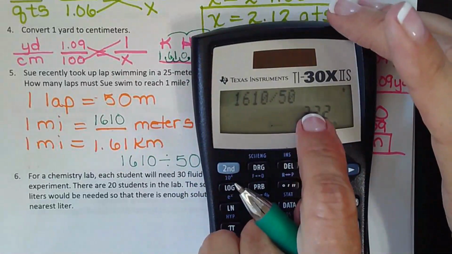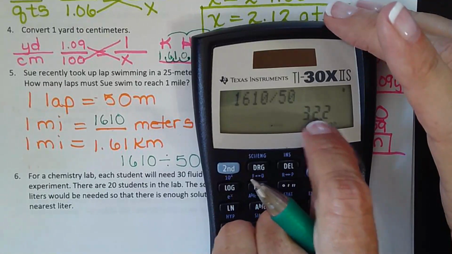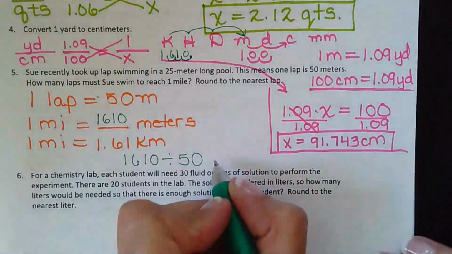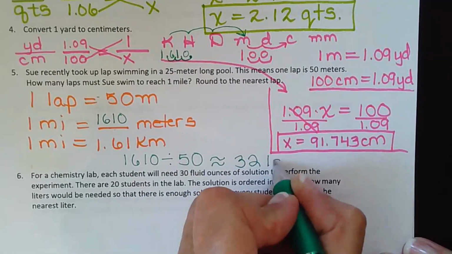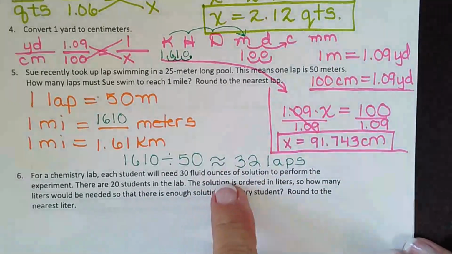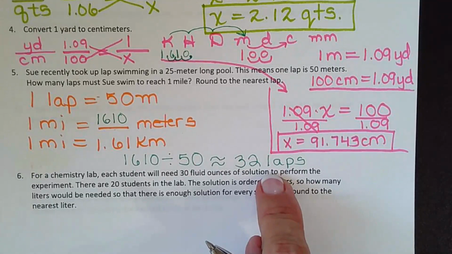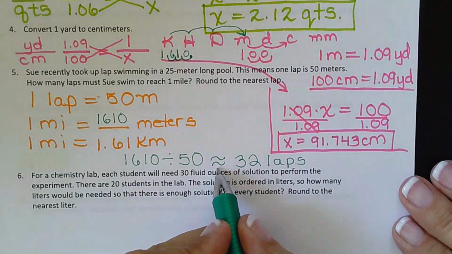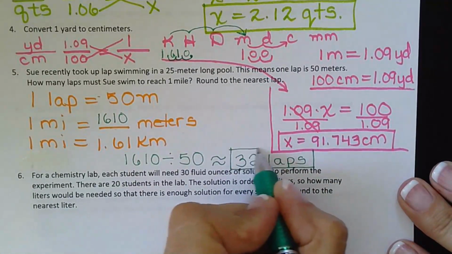So 32.2, nearest lap means whole number. 2 followed by a 2 says leave it the whole number 32. So that would be approximately 32 laps. And that's usually what we do when we round an answer, especially to a word problem like this, because 32 laps isn't really going to be enough to make a mile. She has to do 32.2 laps, which is over 32. So we do approximately 32 laps. We'll have her swimming a full mile.